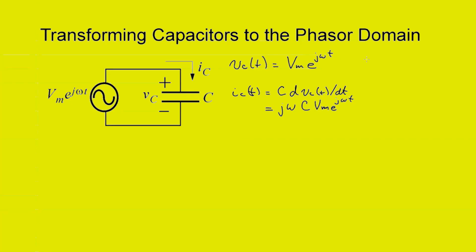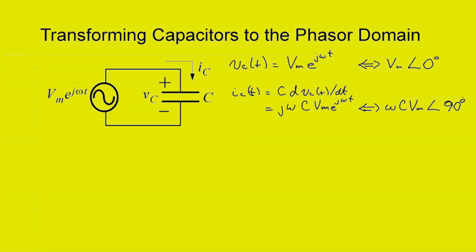We can now take the phasor transform of the voltage, which will just be the magnitude of the voltage at angle 0. To transform the current to the phasor domain, we take the magnitude. j is not a magnitude, recall, so we'll have omega C times Vm at angle. Now the j out front is an imaginary component, and that has an angle then of plus 90 degrees.